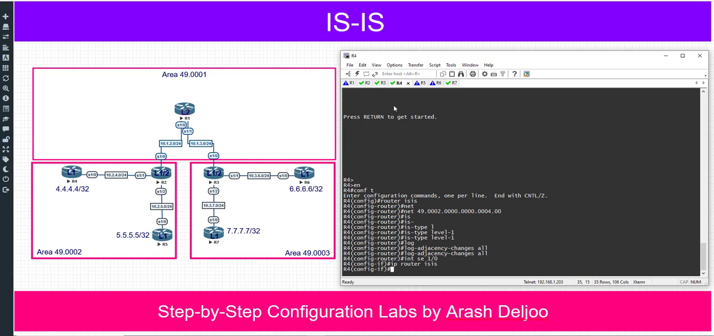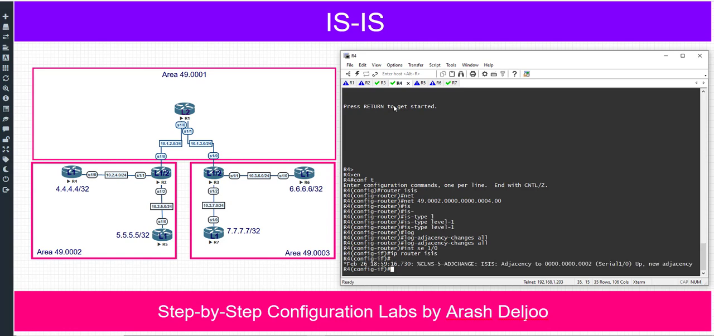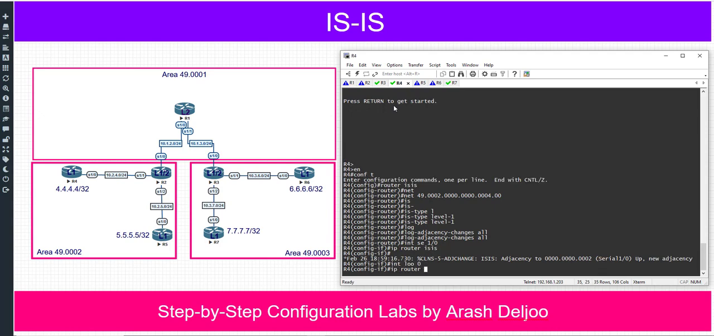Here we don't need to configure ISIS circuit type. Why? Because the router is a level 1 only router, and it doesn't need the interface configured as level 1. When we are on a level 1 only router, it is obvious that all interfaces of that router are level 1 interfaces. And then we have interface loopback 0, IP router ISIS.